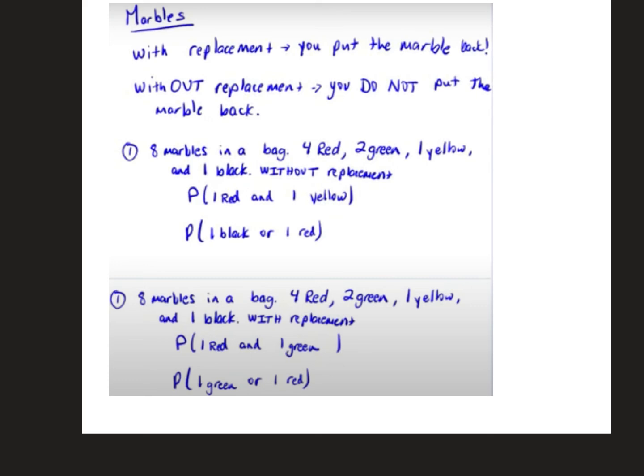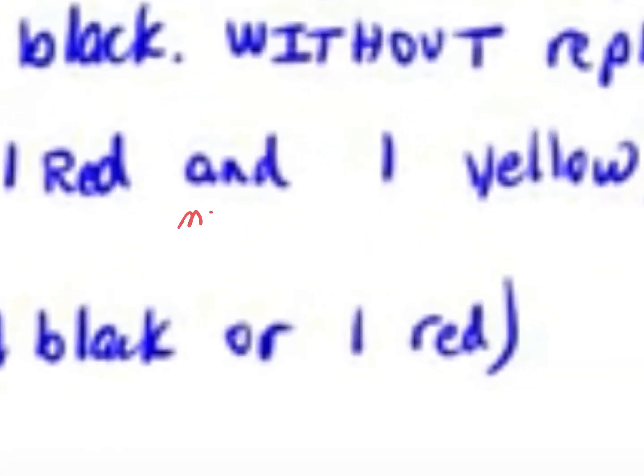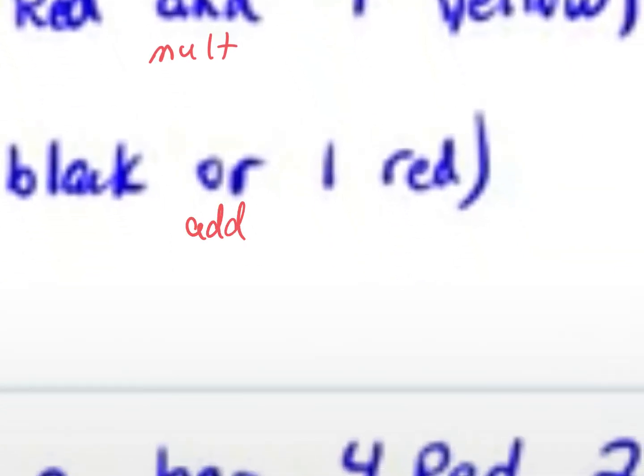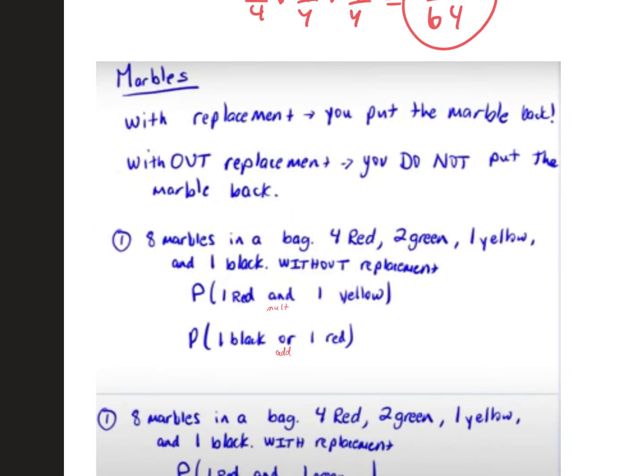Again, you have to read. Do you guys see these 2 questions? How are they different? And or. So and is going to ask you to do what? Multiply. Good. Or is going to ask you to add. All right, these marble questions are easy. You just have to read. 2 things you got to pay attention to: and or, and with replacement, without replacement.